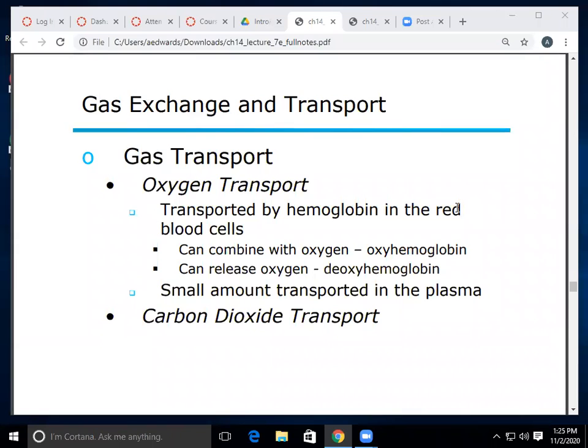All right, let's talk about oxygen transport. Oxygen gets moved through your bloodstream by the red blood cells, and specifically it's carried on hemoglobin molecules. When hemoglobin combines with oxygen, you form oxyhemoglobin. When hemoglobin releases its oxygen, it's called deoxyhemoglobin. You have a little bit of your oxygen transported in the plasma, but most is transported through the red blood cells.